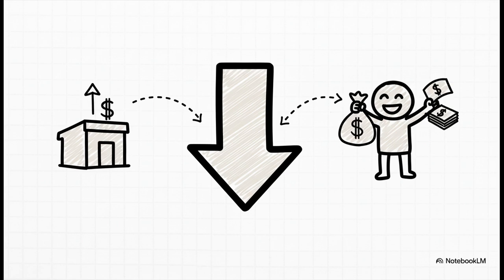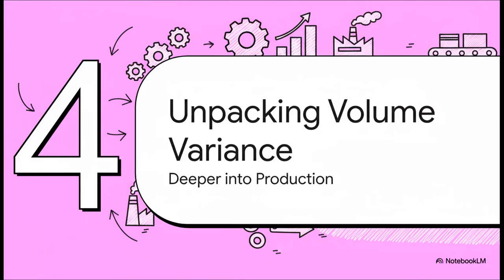It's a spending problem, plain and simple. All right, spending checked. Now for the other side of the coin. Let's investigate how our production volume affected the numbers. This, my friends, is where the analysis starts to get really interesting.